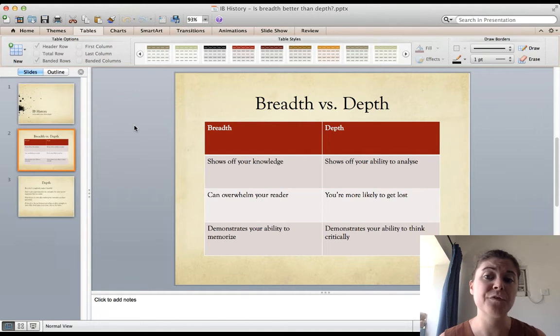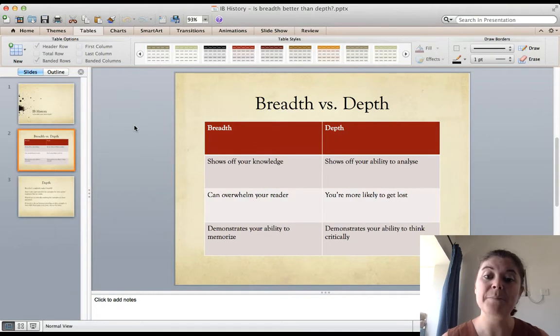But the con for depth is that you are more likely to get lost, because if you're going into depth, that really means that you're analyzing your evidence, and you might get lost with your train of thought and things might get very confusing. Okay, so there are pros and cons.